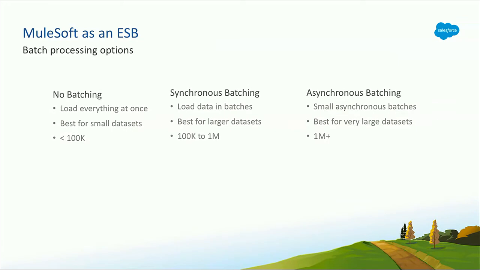So some batching options that you can use. You can just use no batching, load everything at once. But like I said, that really only works for small data sets, less than about 100,000. You can do synchronous batching, so kind of batches one at a time, for larger data sets, up to about 1 million. And then after you get over 1 million, you really need to look at some more robust ways of loading data with small asynchronous batching. That might not make any sense, but I'll show you within MuleSoft how you can do that.